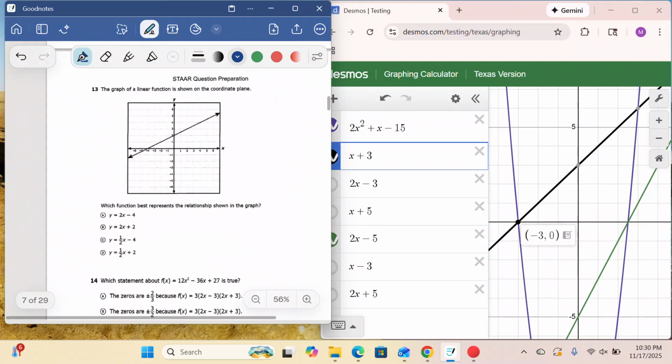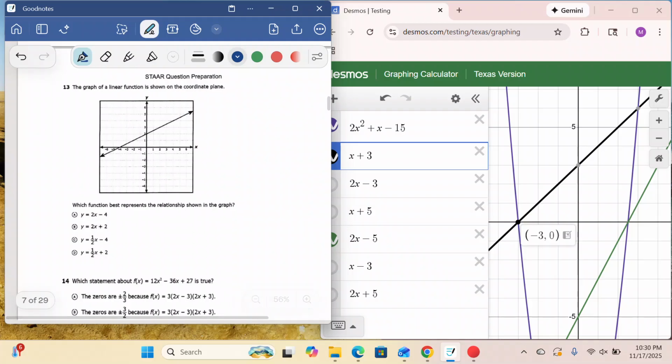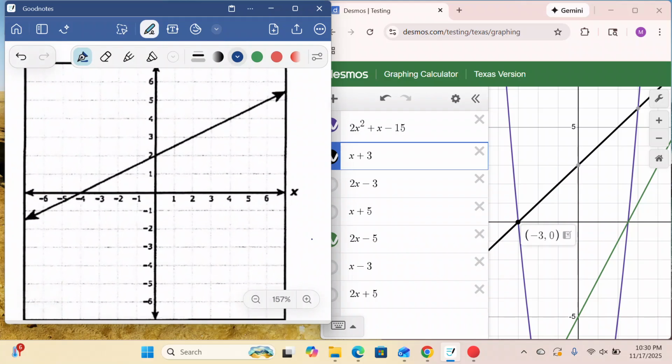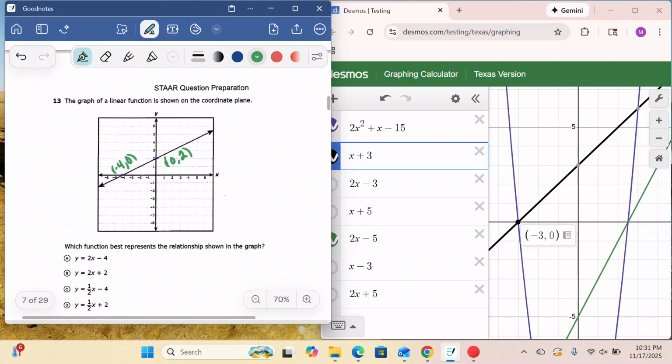If you look at the next one, number 13, that's another one that we are going to work. The graph of the linear function is shown on the coordinate grid. So once again, we got to look at the graph closely. We're going to look at two key factors, which is the x-intercept and the y-intercept. If we look at our x-intercept, it is going to be negative 4, 0. And our y-intercept is 0, positive 2. So our y-intercept is 0, 2, and our x-intercept is negative 4, 0.